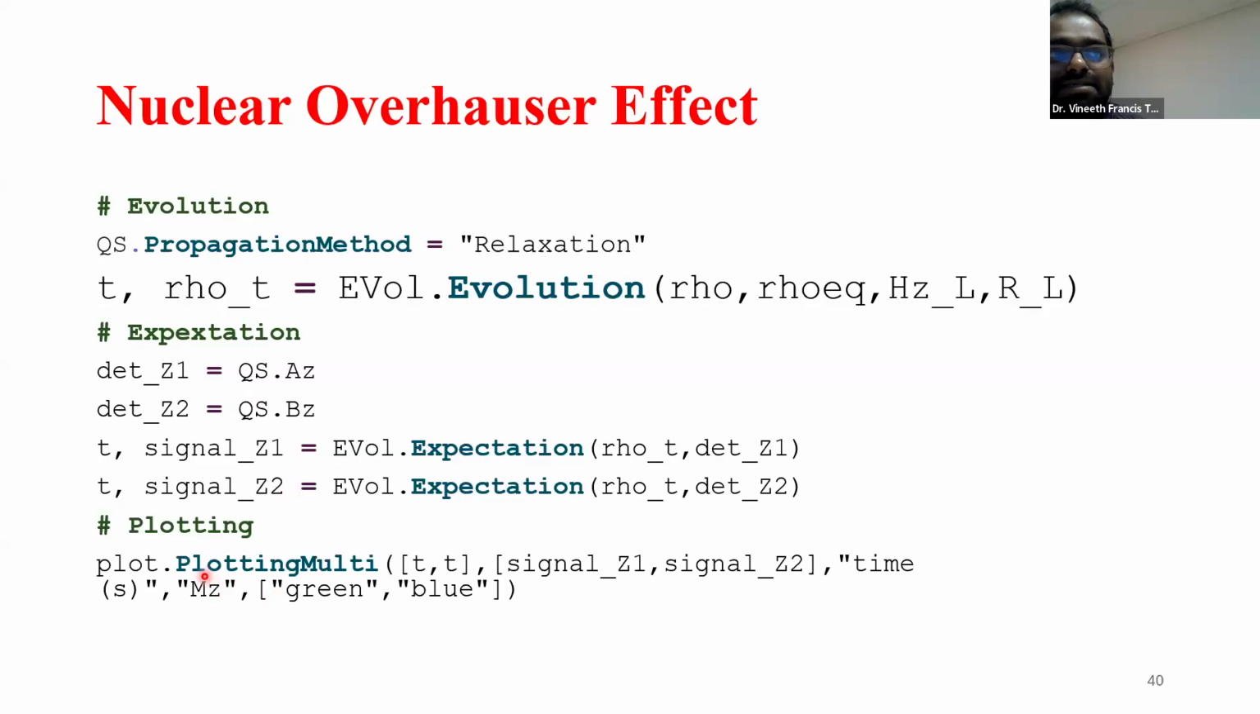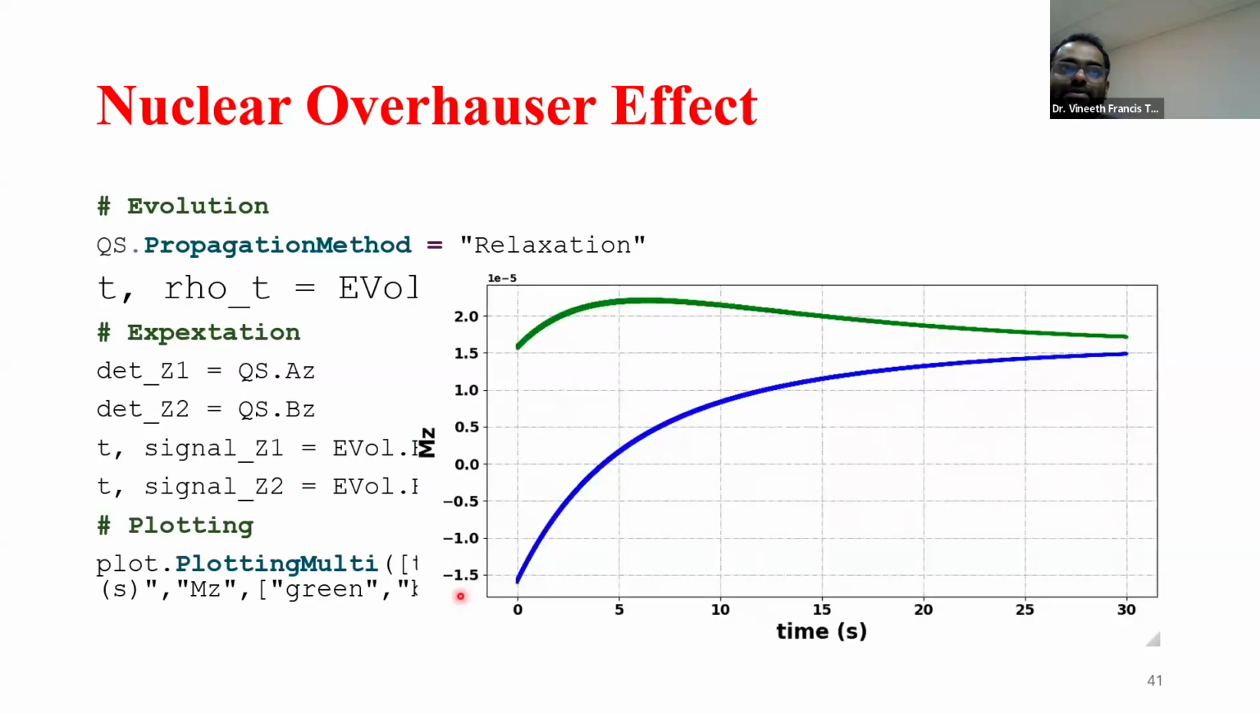So here are the different functions to make plots. It's plotting multi. That means you can plot more than one function in the plot. So you give a list of time points. You give the expectation value, the Z component of the first spin and the second spin, which you computed previously, and the X label, which is time, and the Y label, which is MZ. You can plot both in different colors, green and blue, and you can see the evolution of MZ in this plot.